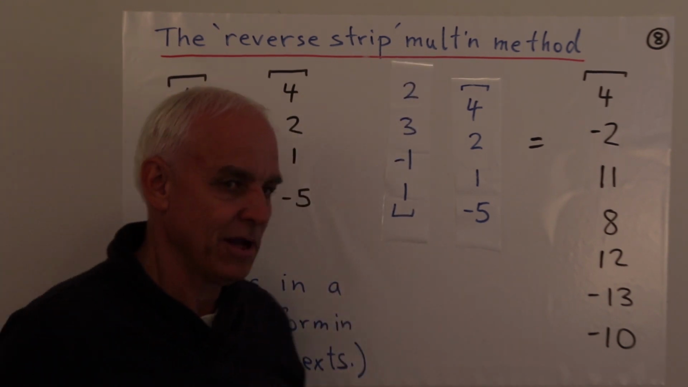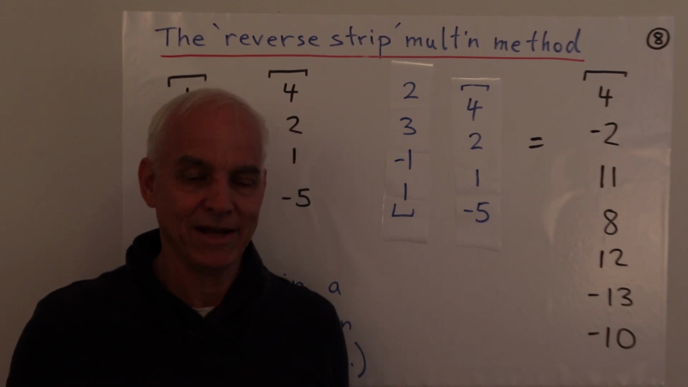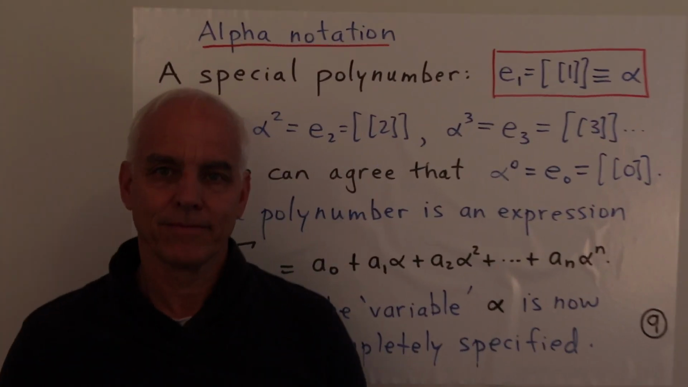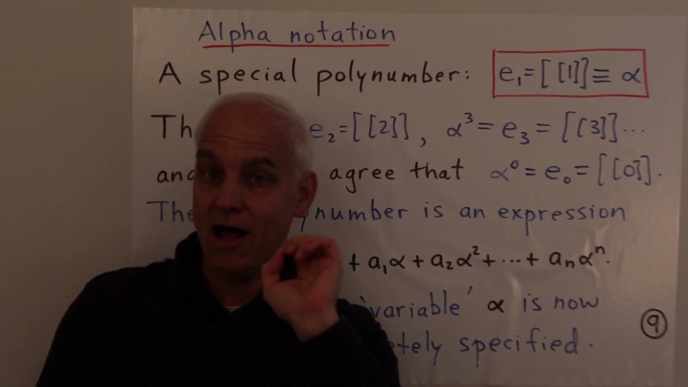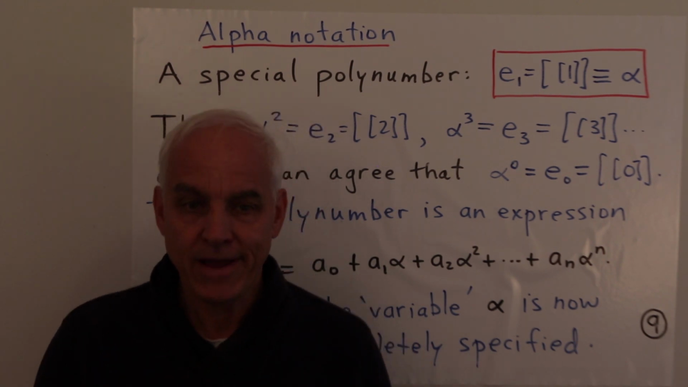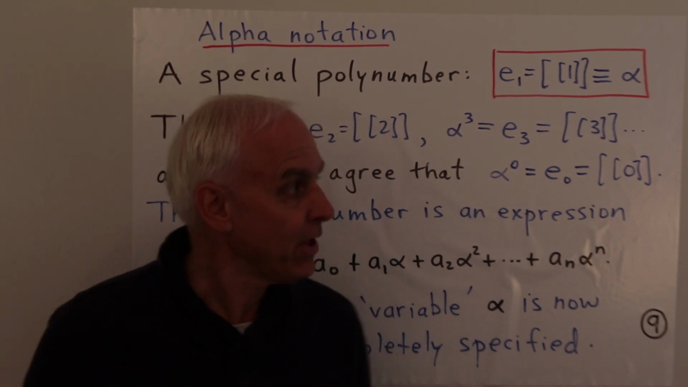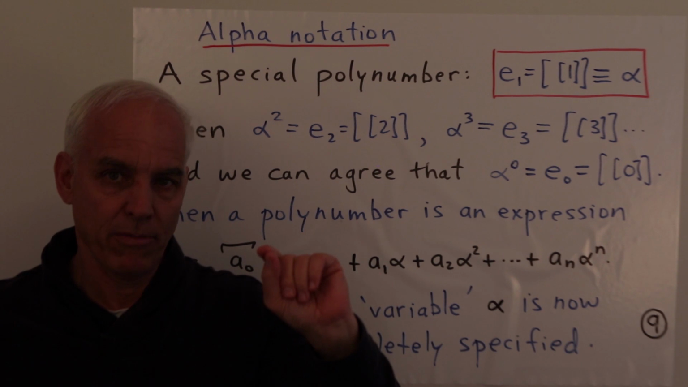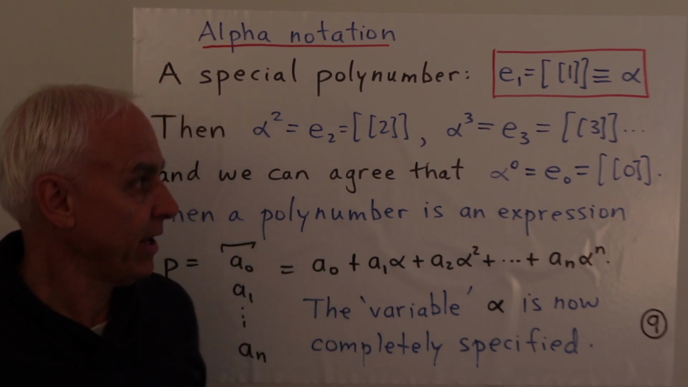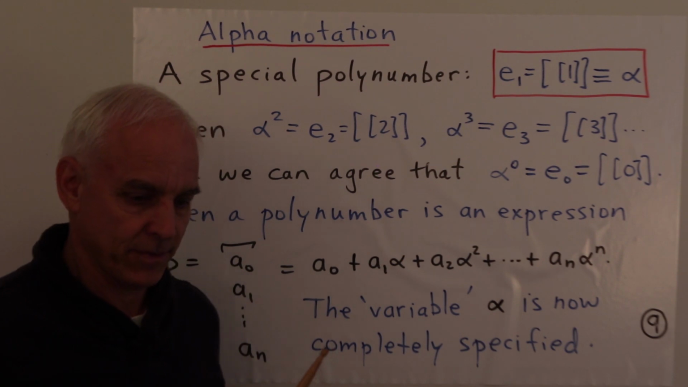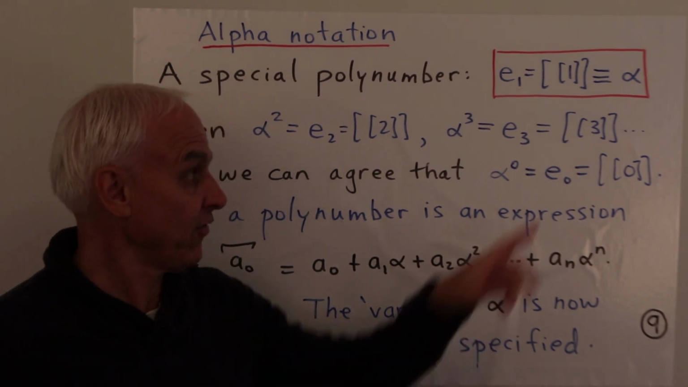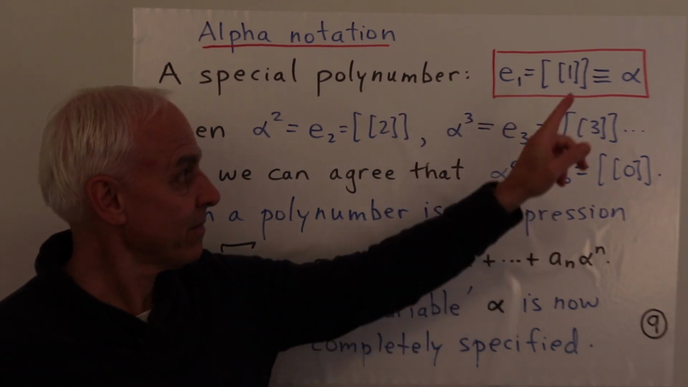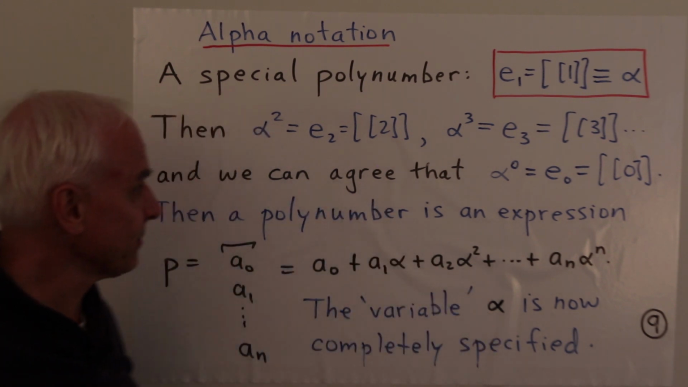So if you actually had to multiply big polynomials by hand, this is not an unreasonable technology to use. Now let me finish by introducing the alpha notation, which is my preferred casual way of writing down polynumbers, where we introduce a symbol alpha to represent a particular polynumber. Alpha is the polynumber E1. In other words, it's a vexel consisting of a singleton 1. Just one singleton 1. That's E1. We're going to call that alpha.